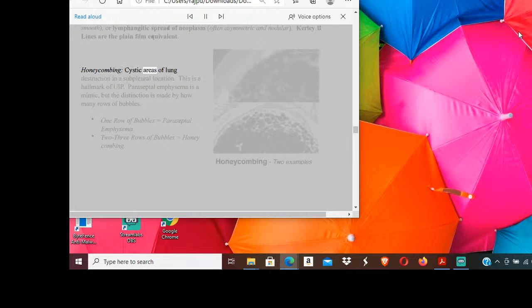Honeycombing: cystic areas of lung destruction in a subpleural location. This is a hallmark of UIP. Paraseptal emphysema is a mimic, but the distinction is made by how many rows of bubbles. 1 row of bubbles equals paraseptal emphysema. 2-3 rows of bubbles equals honeycombing.